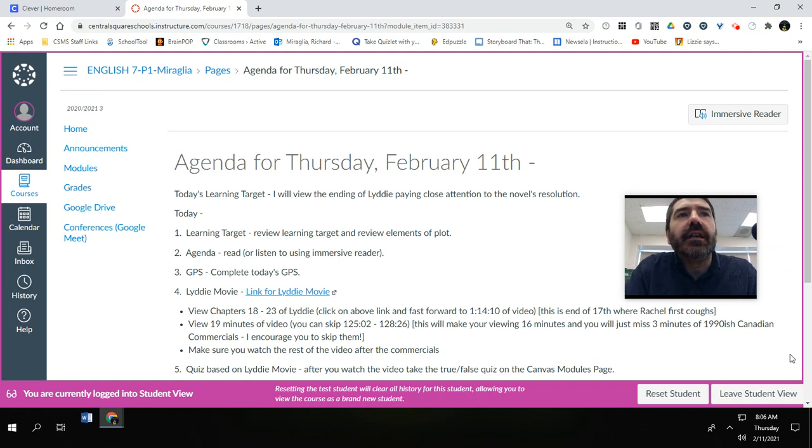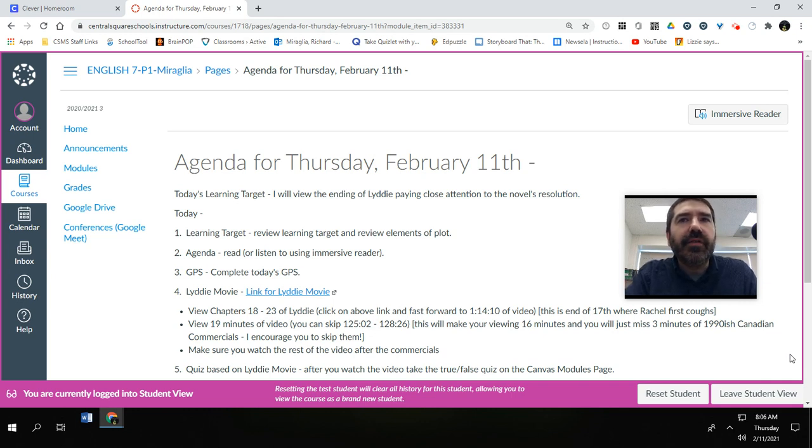Today's learning target is, I will view the ending of Liddy, paying close attention to the novel's resolution. First item on the agenda is the learning target. Let's review some of the elements of the learning target, like what is the novel's resolution?